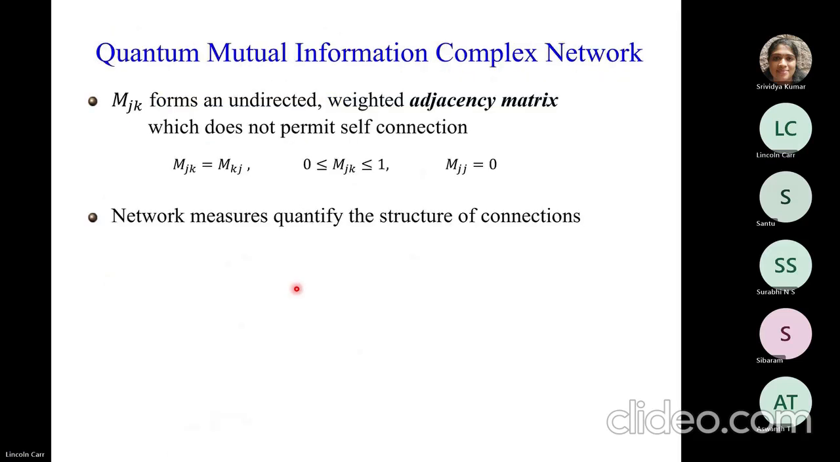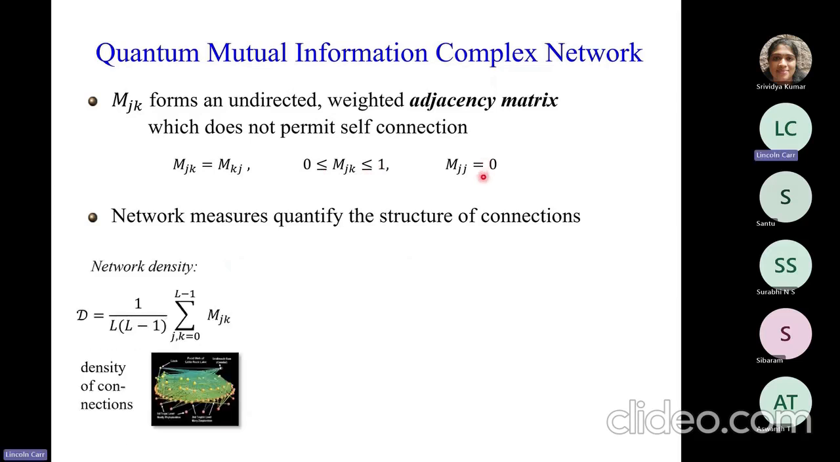Okay, so again, we're going to work with a quantum mutual information complex network. It's the generalization of the kinds of mutual information based networks used in the brain and neuroscience. I also have neuroscience projects that do exactly what we do in actual brains. MJK is an undirected, weighted adjacency matrix, meaning these values are symmetric. They range from 0 to 1, they're not just 0 or 1. And there are no self-loops, so the diagonal is zero.